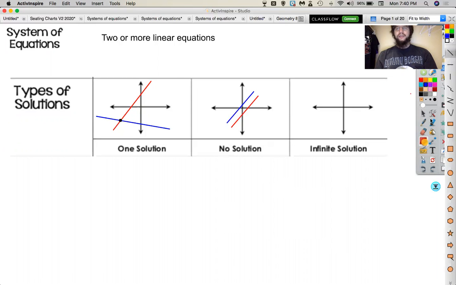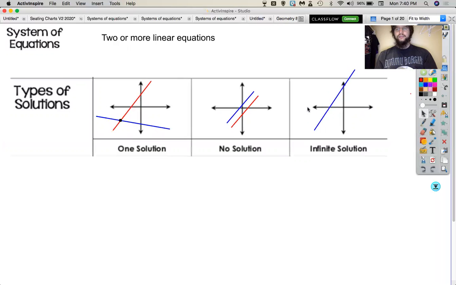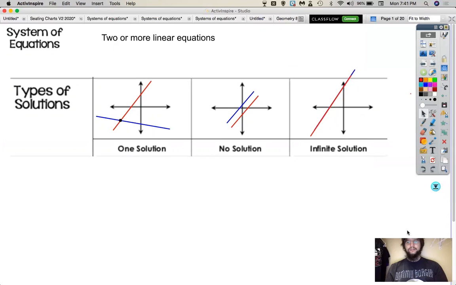Or we could have infinitely many solutions. So let's say we have a line like that, and then not only is the line parallel, but it actually is the same exact line. Boom. Then we have infinitely many solutions. So every coordinate that would satisfy one would satisfy the other, so there's just infinitely many possibilities. And that's how we're going to write it for this class. We're just going to say infinitely many solutions.